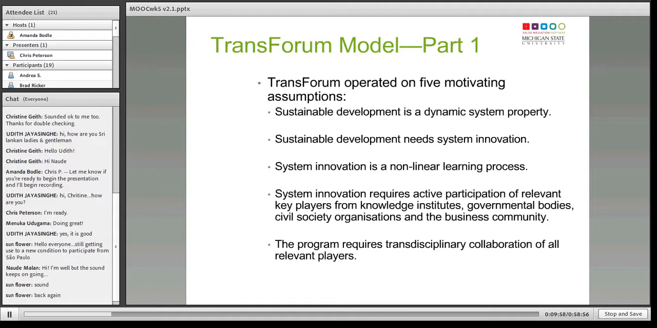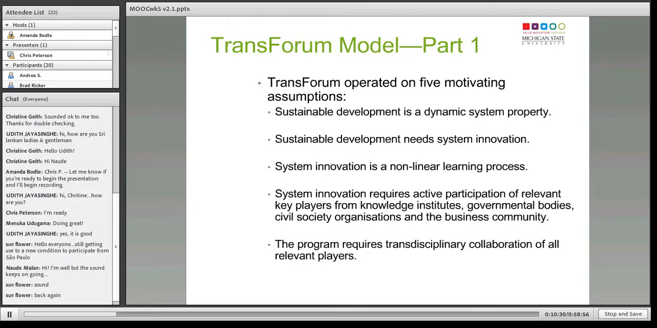Well, then that leads to the fourth assumption, that system innovation requires active participation of all of the relevant players. We have to have individuals from knowledge institutions, like universities. We have to have the presence of governmental and political bodies. We have to have civil society organizations, and we need to have the business community involved.